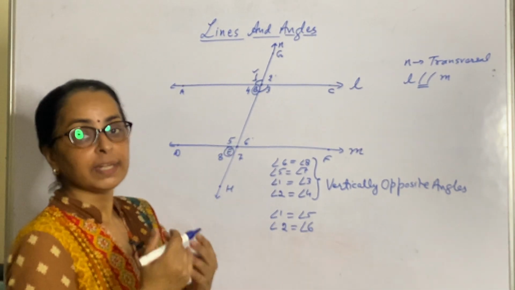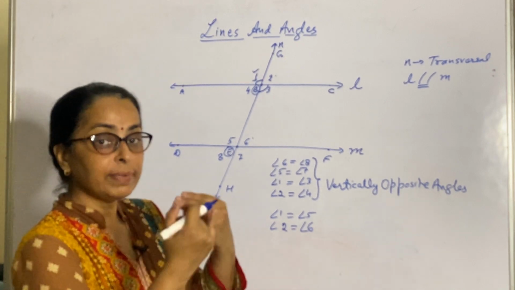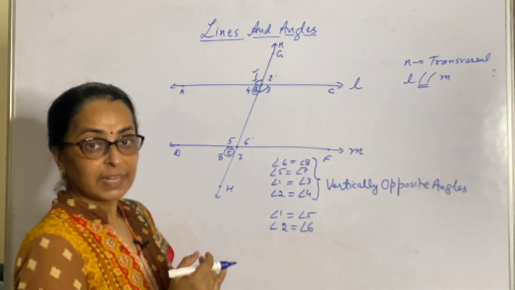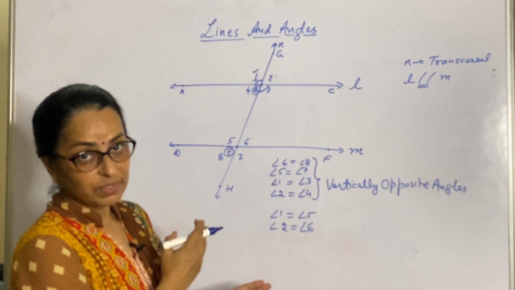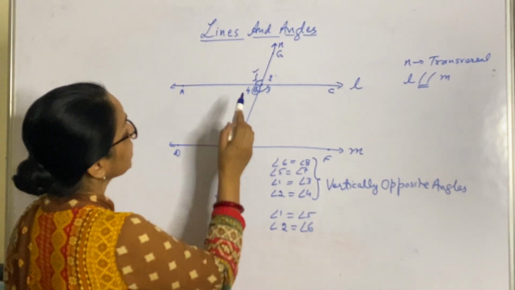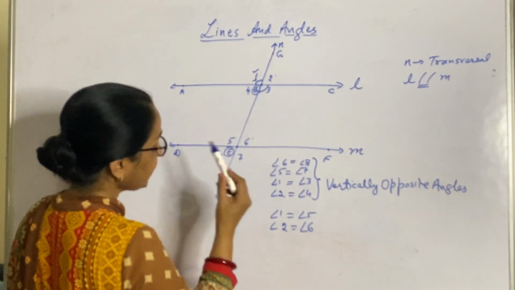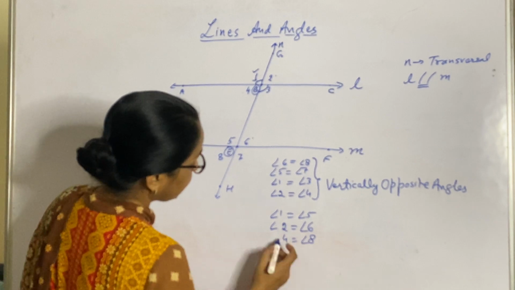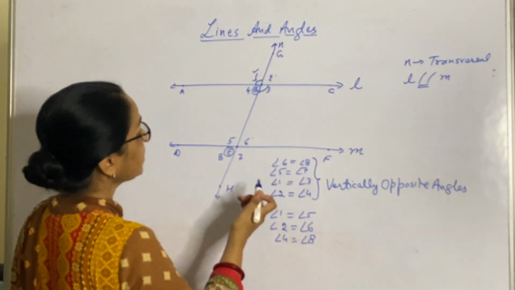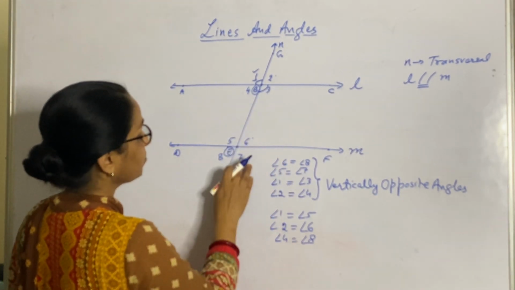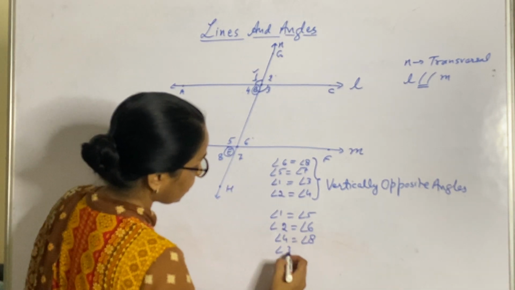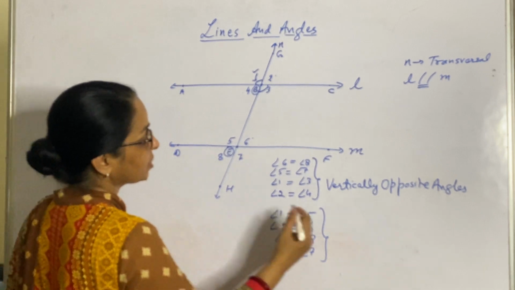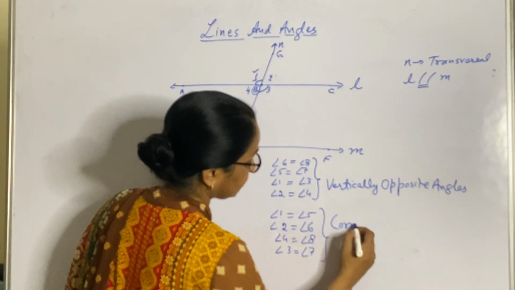Now a similar thing we can apply when the angles are below the line. The concept will be the same. It should be below the line and on the same side of the transversal. So yes, angle 4 and angle 8 will also be equal, right? Similarly, coming to the right hand side, angle 3 will also be equal to angle 7. And why? The reason being, they are corresponding angles.